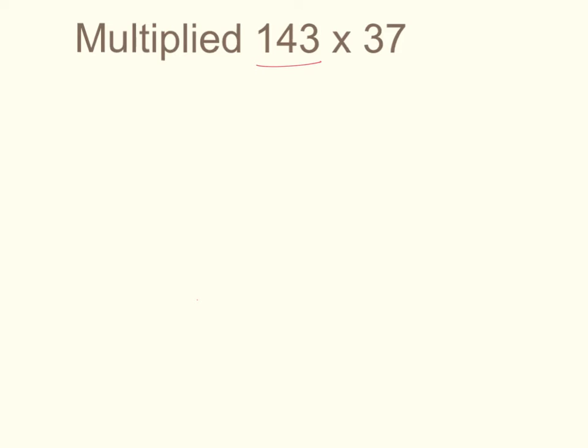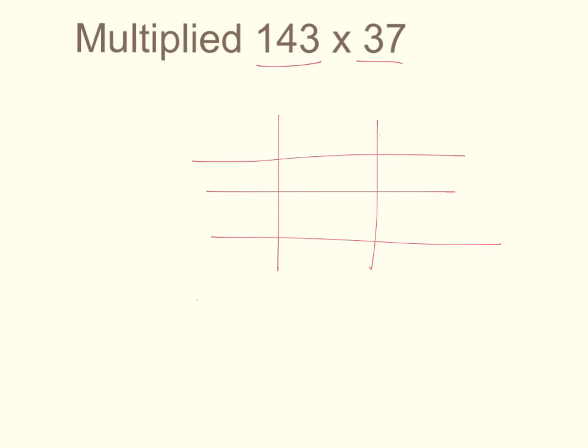Okay, our next example is 143 multiplied by 37. You can see here I have 3 numbers in this first one, so I'm going to do 3 lines: 1, 2, 3. And I have 2 numbers here, so I'm going to do 2 lines going vertical. Now I'm going to fill it in. I have 143, so I'm going to break that up into 100, a 40, and a 3. And I'm going to break up the 37 into a 30 and a 7.